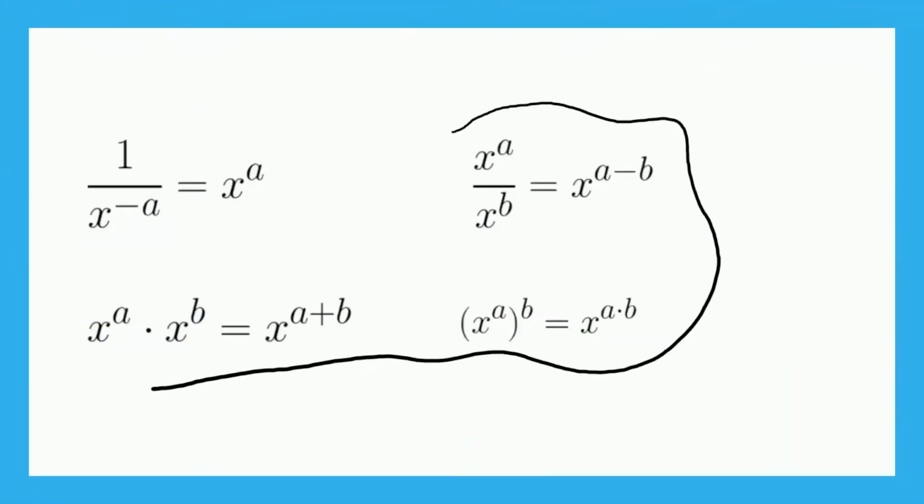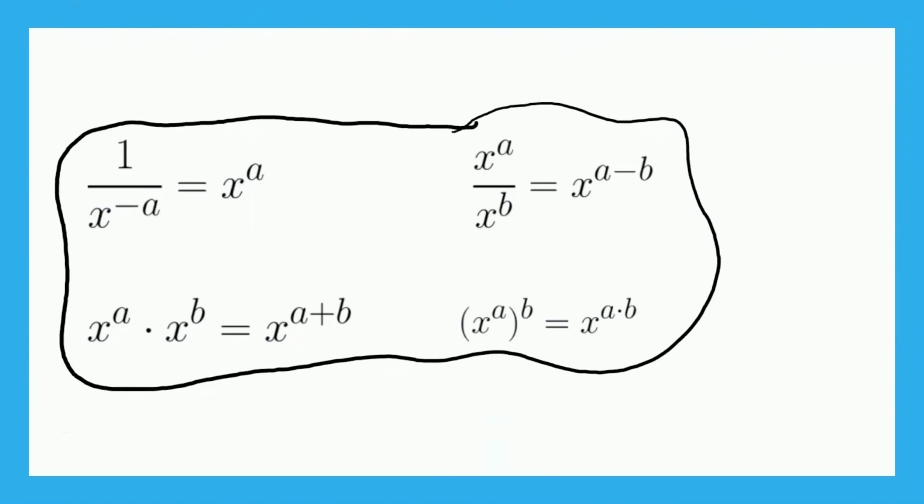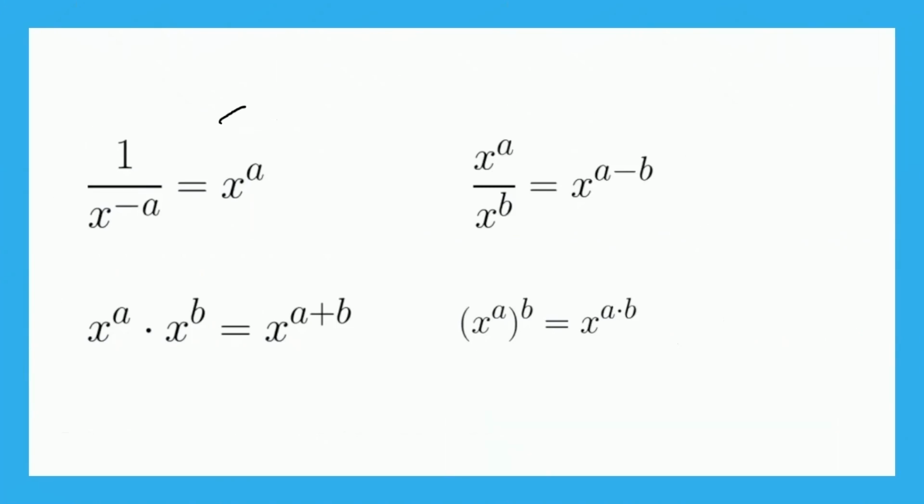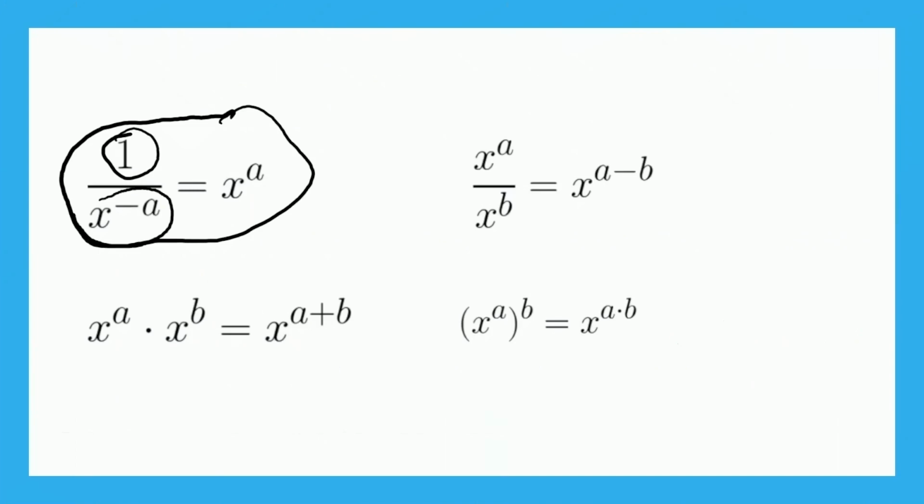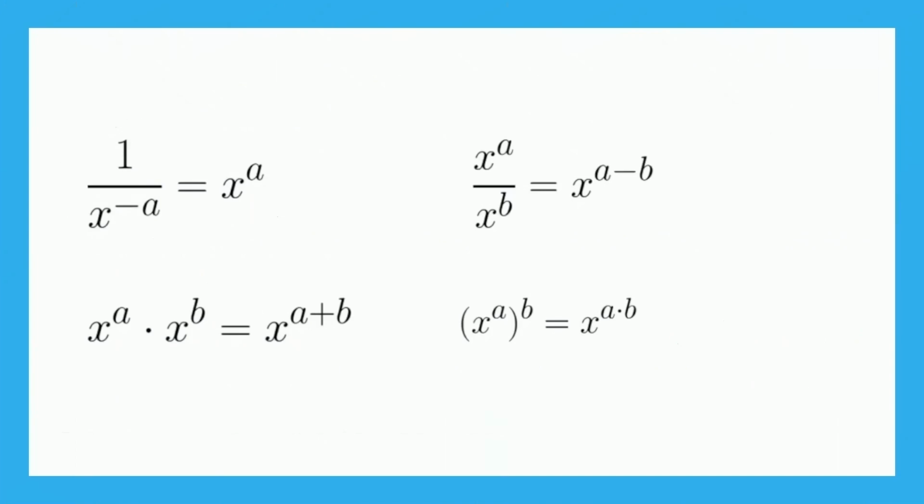So right here, you can see the 4 different properties that we're going to talk about real quick before we try to apply them. This first property basically says that if we have 1 over a variable with a negative exponent, you can see this negative a right here, then we can rewrite that expression as simply the denominator, but with a positive exponent. So if we say x to the power of a, this is like saying x to the power of a all over 1.